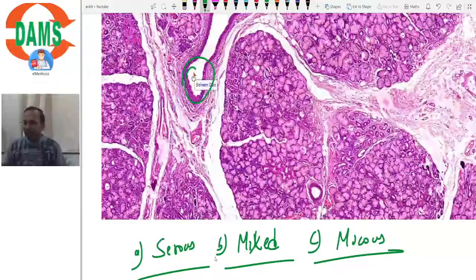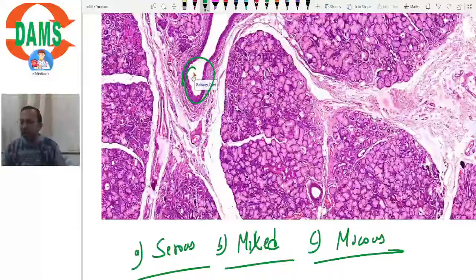यहां पर भी हमें वैसे ही बहुत सारे एसिनिक स्ट्रक्चर्स दिख रहे हैं ना, बहुत सारे सिक्रीटरी यूनिट्स दिख रही हैं हमें यहाँ पर. वी कैन सी लॉट ऑफ सिक्रीटरी यूनिट्स अलोंग विद द डक्ट. मार्क किया हुआ है, यहाँ पर भी एक डक्ट है. राइट, सो व्हाट डू यू थिंक this picture indicates towards? Is it a picture of a serous salivary gland, a mixed salivary gland, or a mucous salivary gland?